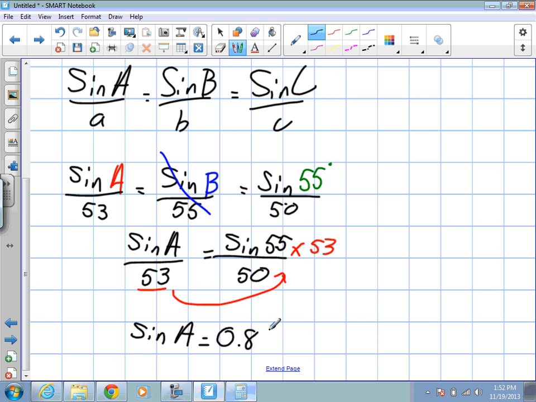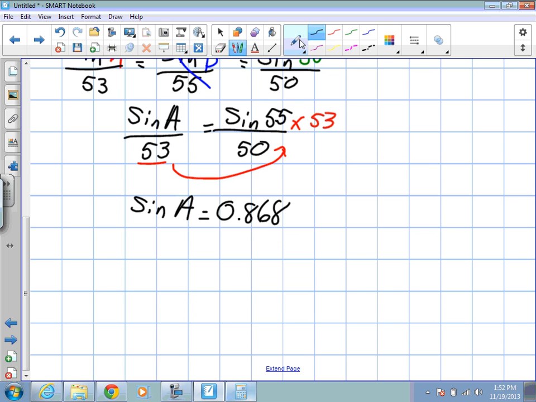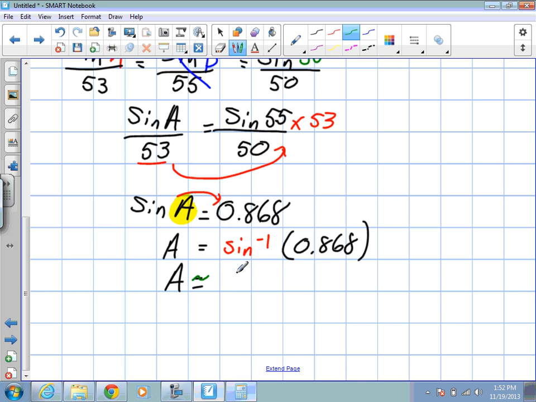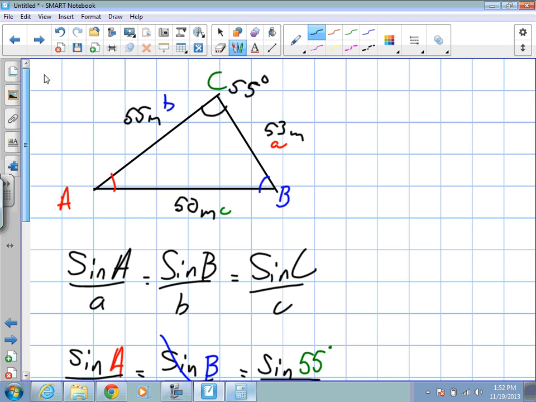No. What do we have to move? And when I move it over to solve for the angle, right, becomes inverse. So A is equal to sine inverse of 0.868, which means angle A is equal to, so I find sine inverse of this, the inverse of sine, approximately 60 degrees. Approximately 60 degrees. So now we have two parts of the triangle. This is 60 degrees. So to find this third one, what do we do?